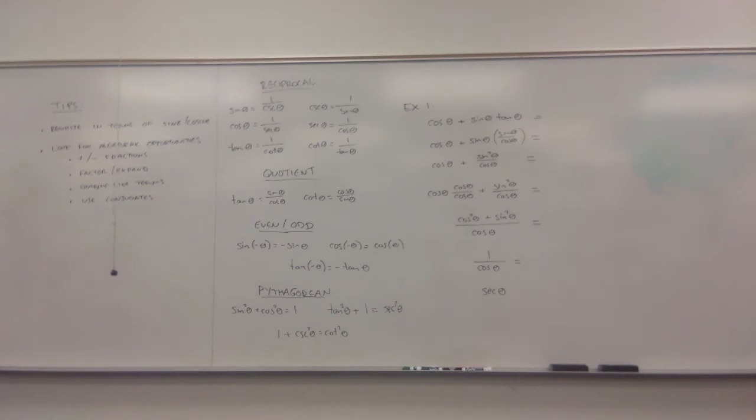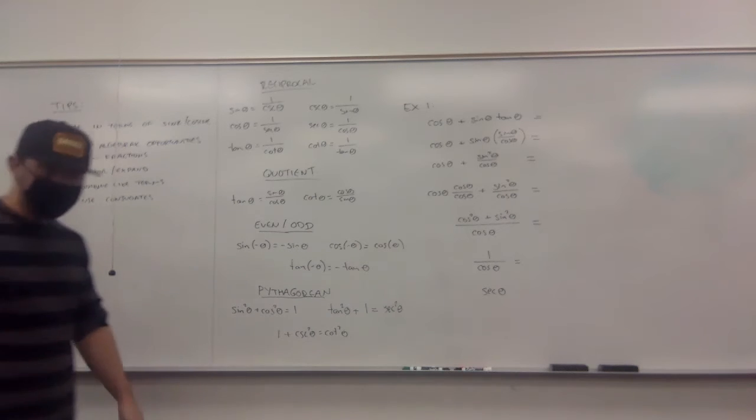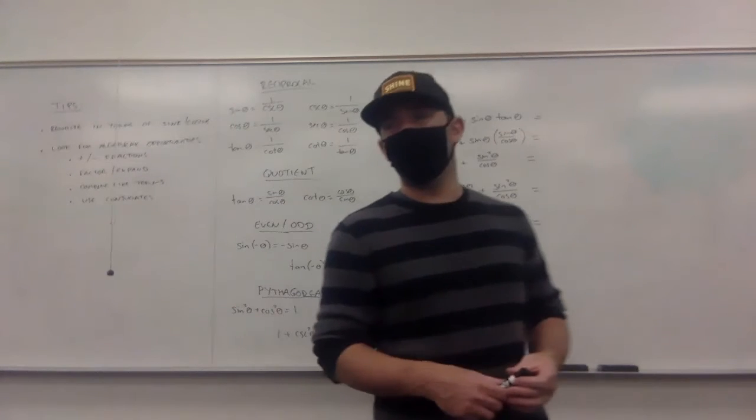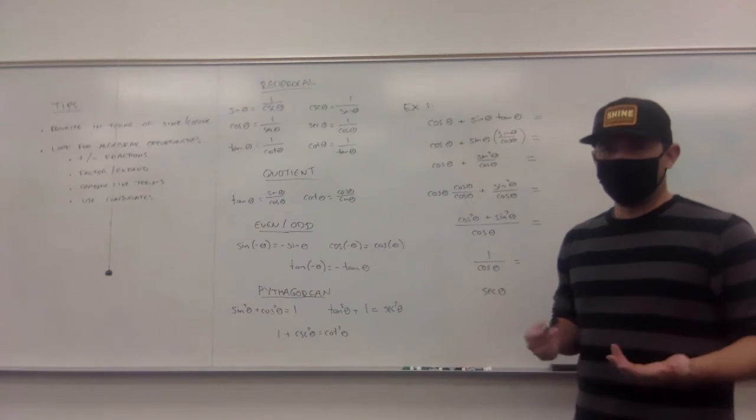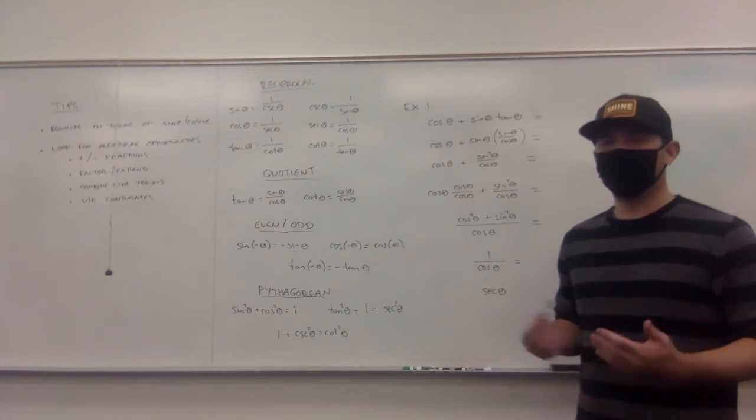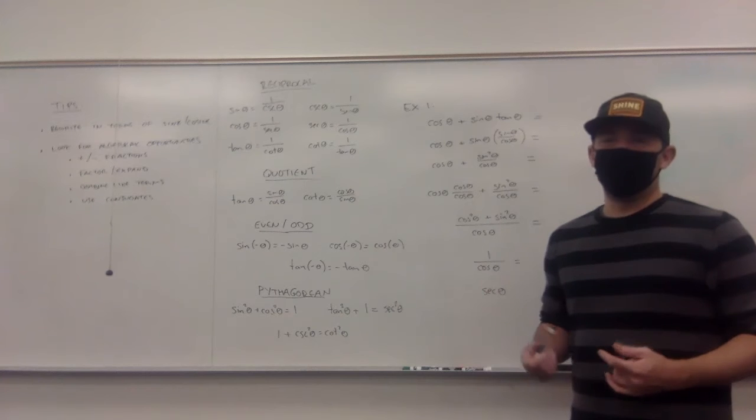They're not guaranteed to get you where you want to go. One of the challenges with both simplifying and verifying trig identities is that it can feel like you're lost at times, or you're not sure if the step that you're taking is the correct step. That's okay, that's natural, that's how it always is with these types of problems.